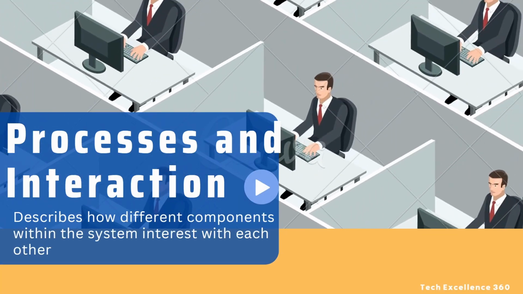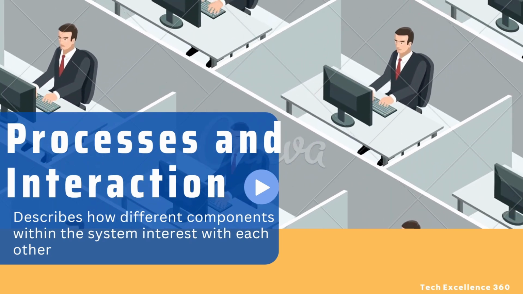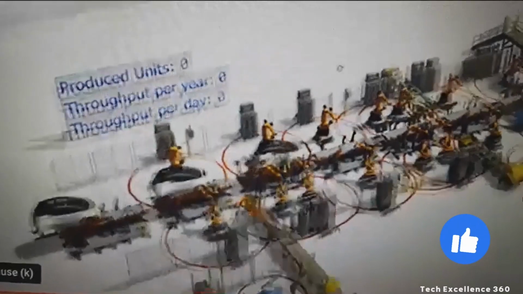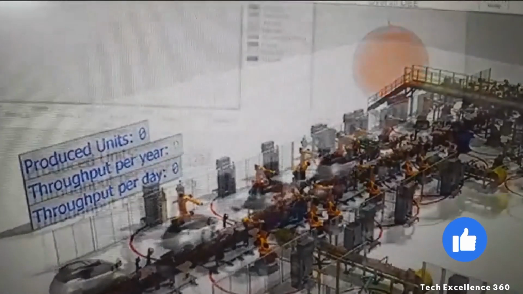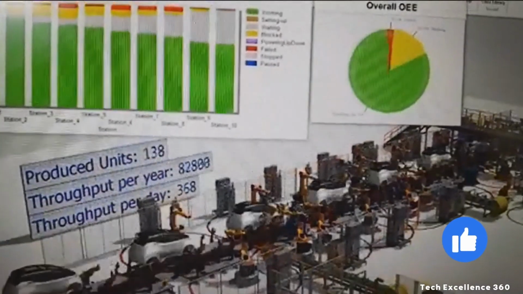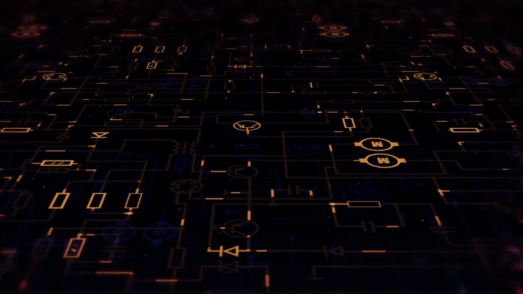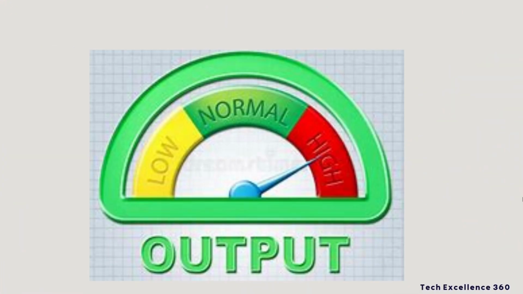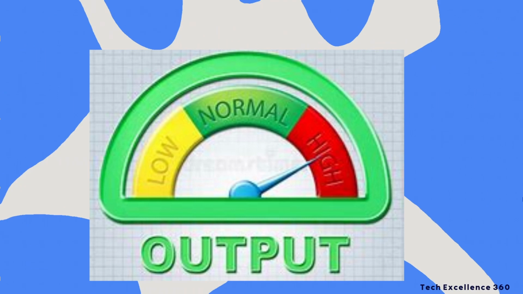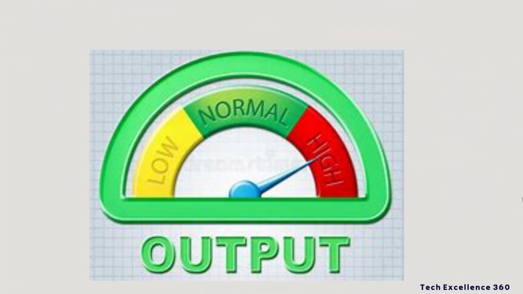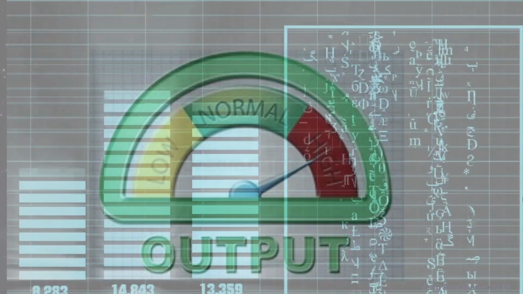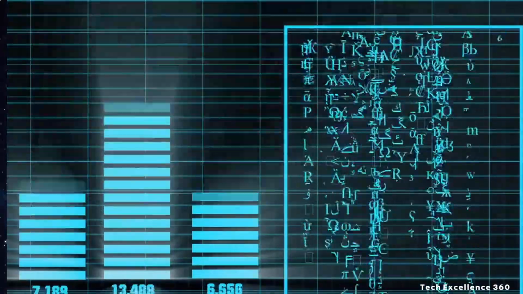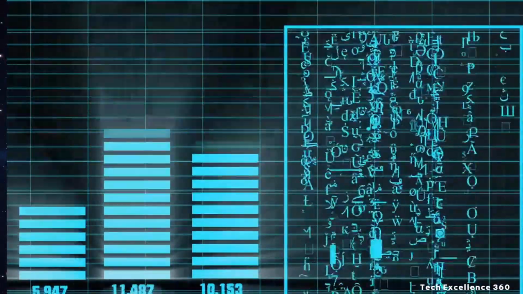Processes describe how different components within the system interact with each other. This includes equations that govern mass and energy balance, chemical reactions, mechanical movements, and control mechanisms. The results of the simulation provide insights into how the system behaves under specific conditions. Outputs might include trends in variables, system responses, and performance metrics.